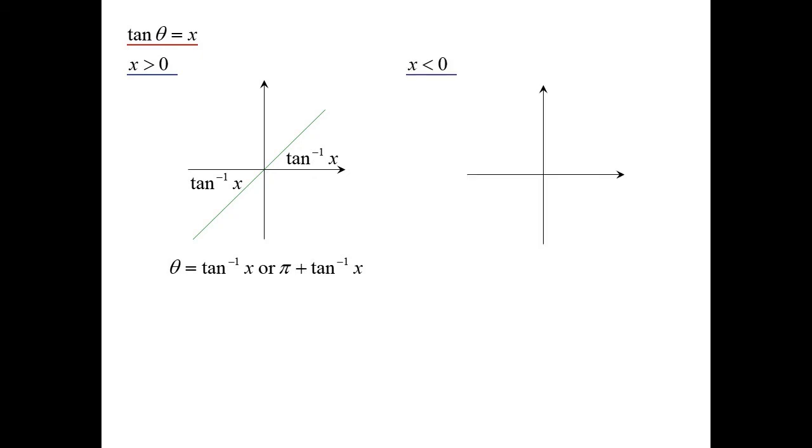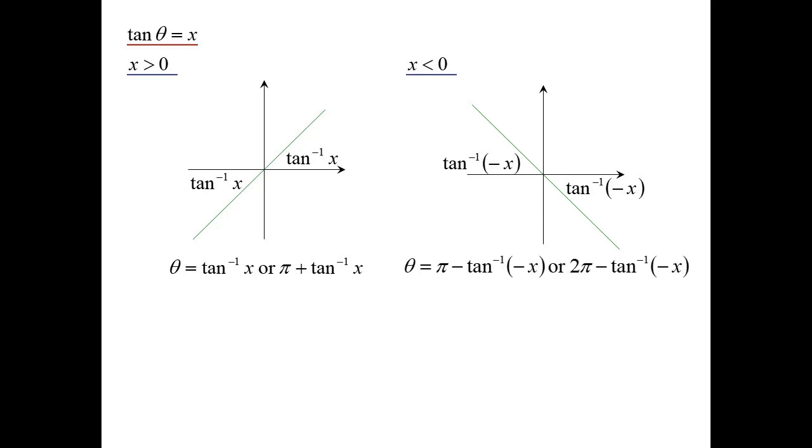If it's negative, then we have the second quadrant, but again, I want to make that an acute angle, so it'll be the inverse tan of negative x, because x is a negative number. And the fourth quadrant, so we get pi minus the inverse tan of minus x, or 2 pi minus inverse tan of negative x. Well, inverse tan was an odd function, so inverse tan of negative x is minus the inverse tan of x. We end up with pi plus, same as before, 2 pi plus, well, that's the same as the first one when I've added 2 pi again.